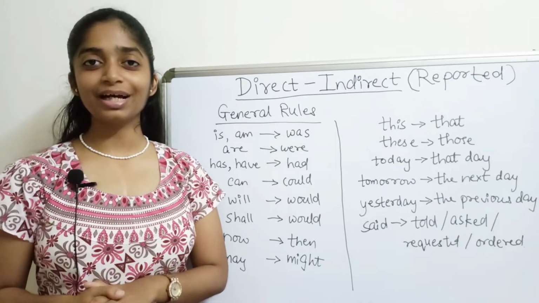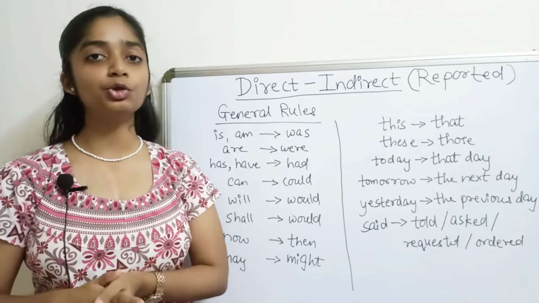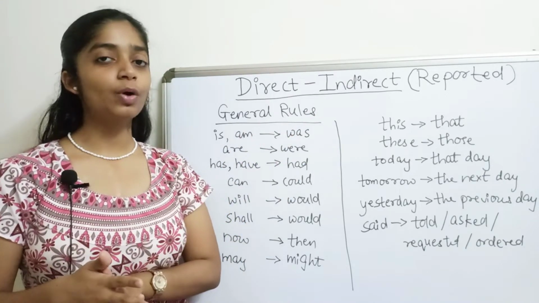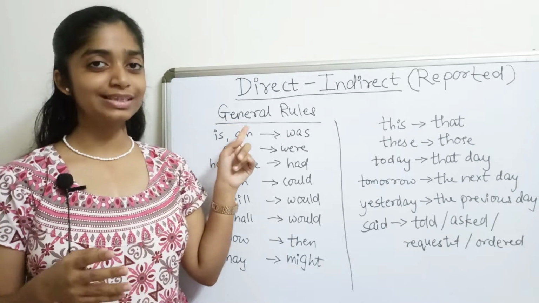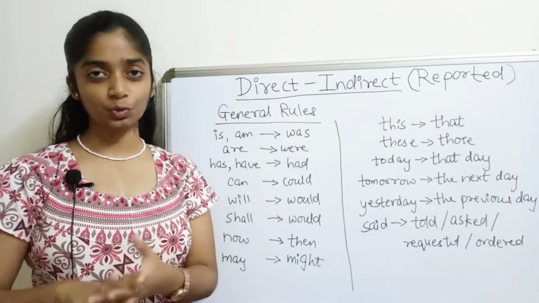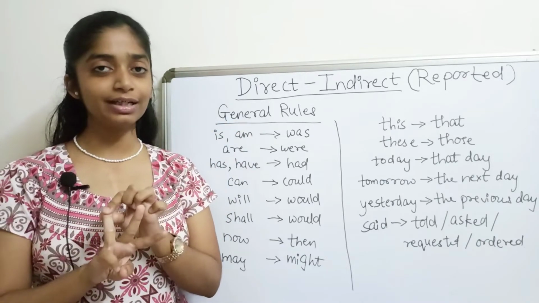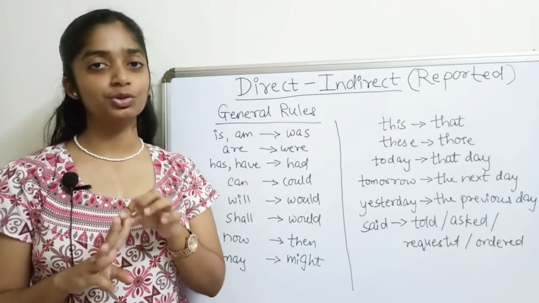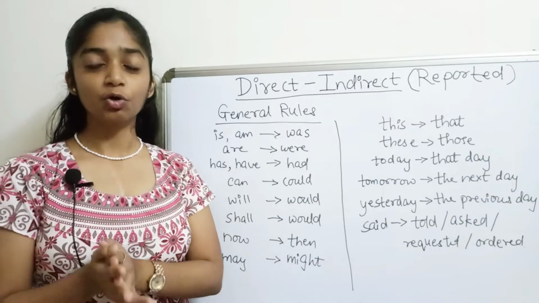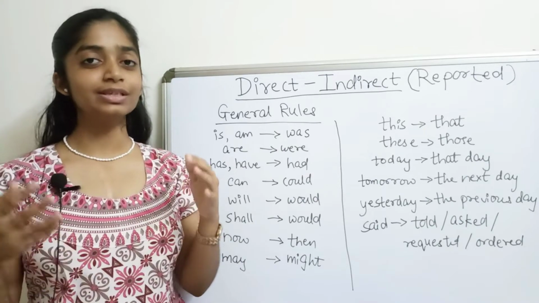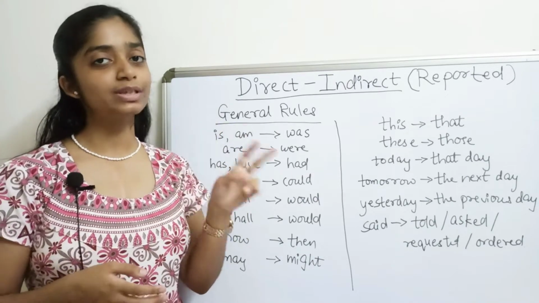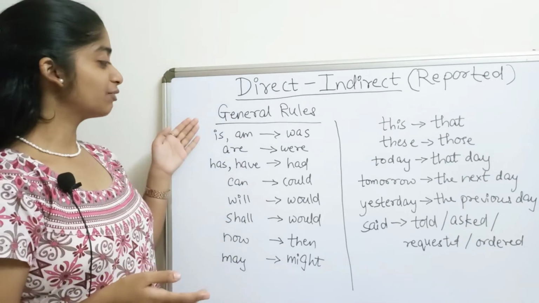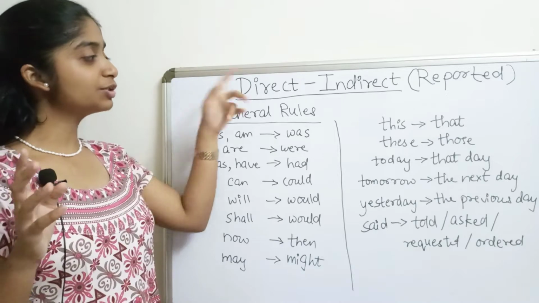My name is Simran Mehtani and this is part 2 of direct and indirect speech. In part 1 we learnt the general rules and 3 specific rules, which were the declarative sentence rule, the WH question rule and the auxiliary question rule. In this video we will be revising the general rules along with 2 more specific rules. Let's get started.